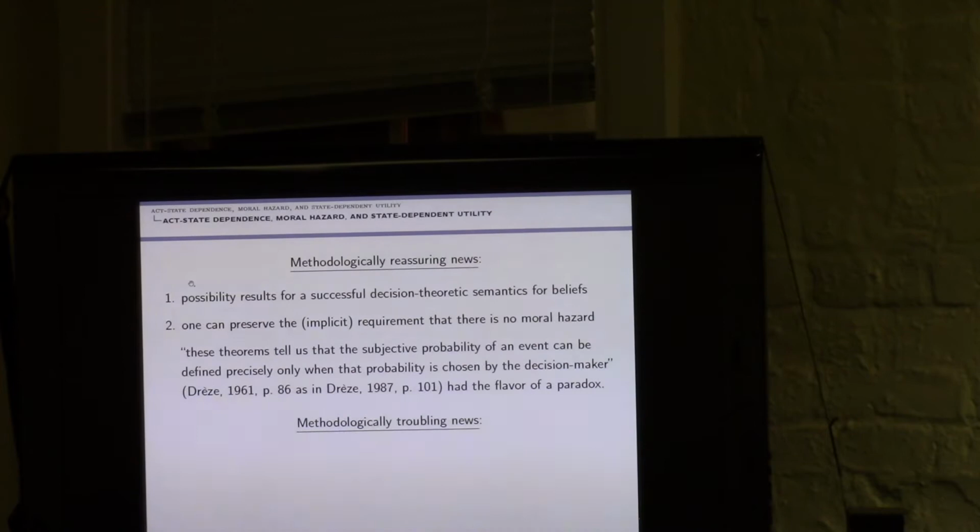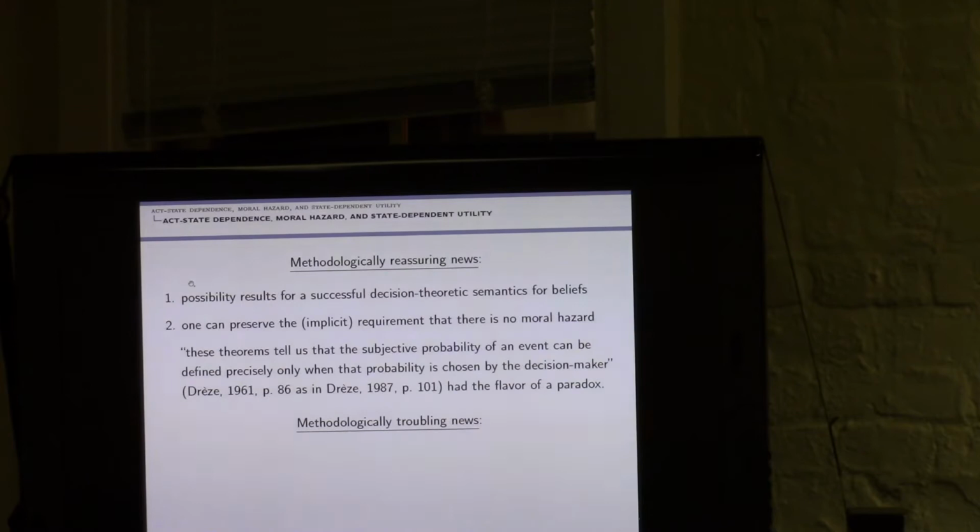Drez writes, "These theorems tell us that the subjective probability of an event can be defined precisely only when that probability is chosen by the decision maker." Well, this is true, but it was really a very paradoxical conclusion in many ways, if it was a conclusion. And the good news is that you don't need to do that.